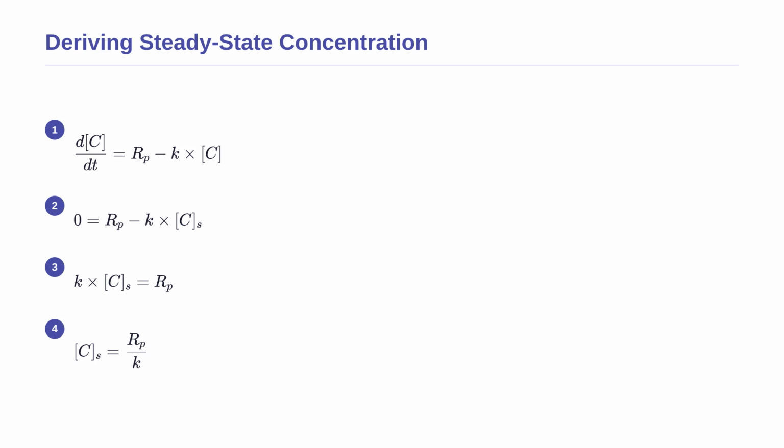By moving the destruction term to the other side of the equation and dividing by the decay constant K, we isolate the steady state concentration. We have now proven that the steady state is always exactly equal to the production rate divided by the decay constant.